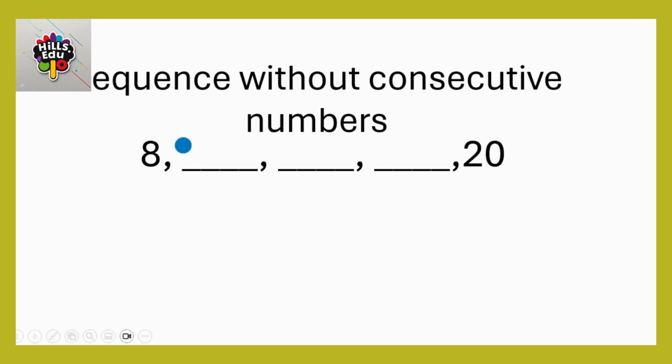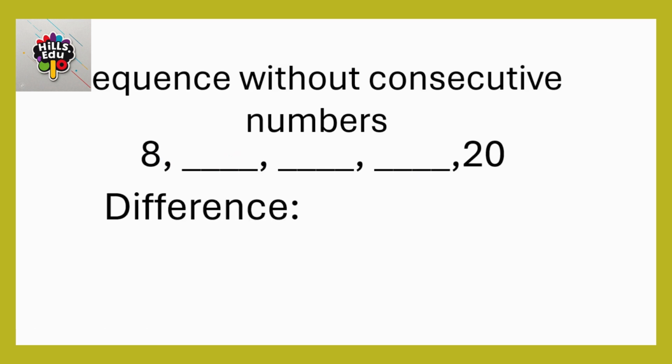Now, I know that what I need to fix are the numbers between this 8 and 20. And so the first thing that I will do is for me to see this 8 and 20 as consecutive numbers, irrespective of the fact that they have space between them. So I'll just say the difference, 20 minus 8, and that gives me 12.